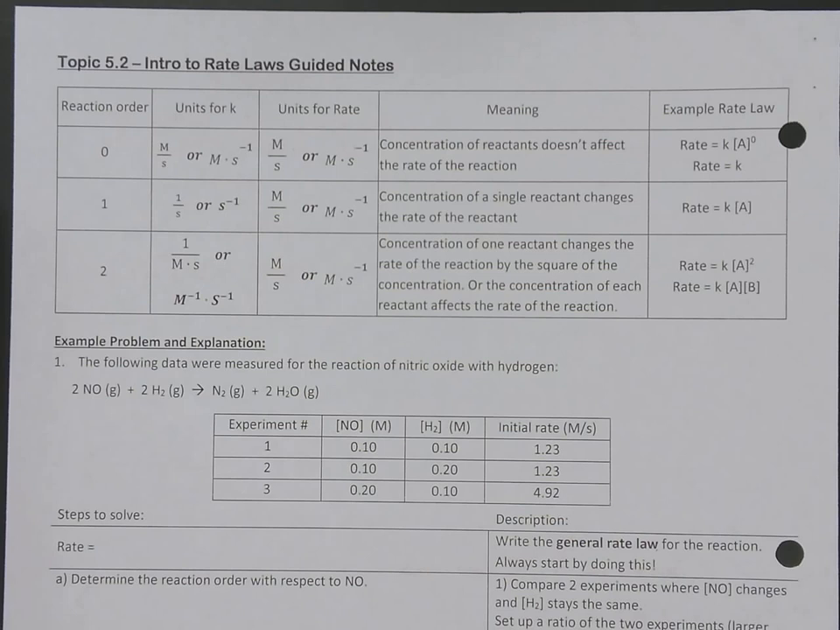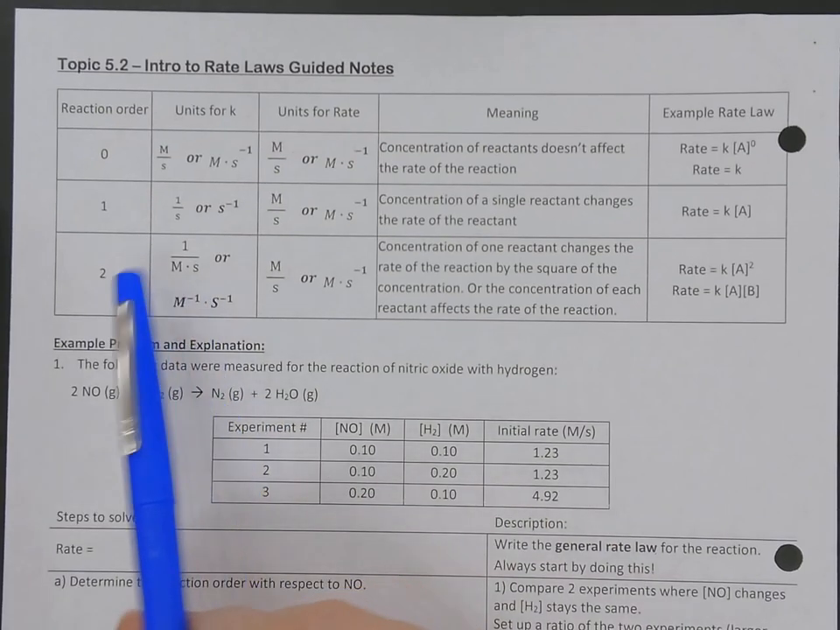All right, here we go with topic 5.2, Intro to Rate Laws. So far, you have looked in this section at reaction orders and determining the order of a reaction. The order of a reaction is just a way to see how a specific element or compound or chemical in a reaction affects the rate of the reaction. So let's just review that so far.